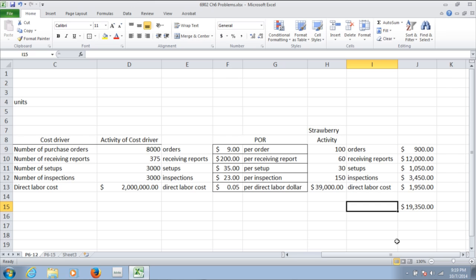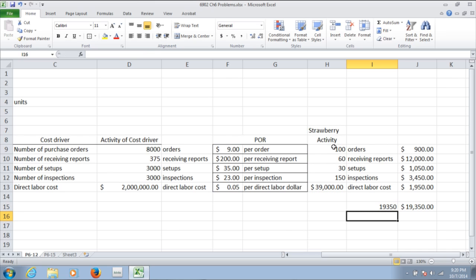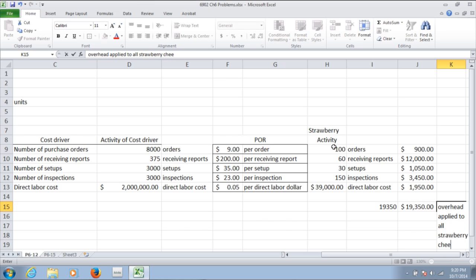Now, an alternative way that we could have done that calculation is through the use of the SUMPRODUCT command. In SUMPRODUCT, what we would do is take these dollar amounts as one array and then multiply that by another array, as long as we have the spreadsheet set up accordingly. And we see that we end up with the same result. So we have $19,350 of overhead applied to all strawberry cheesecakes.